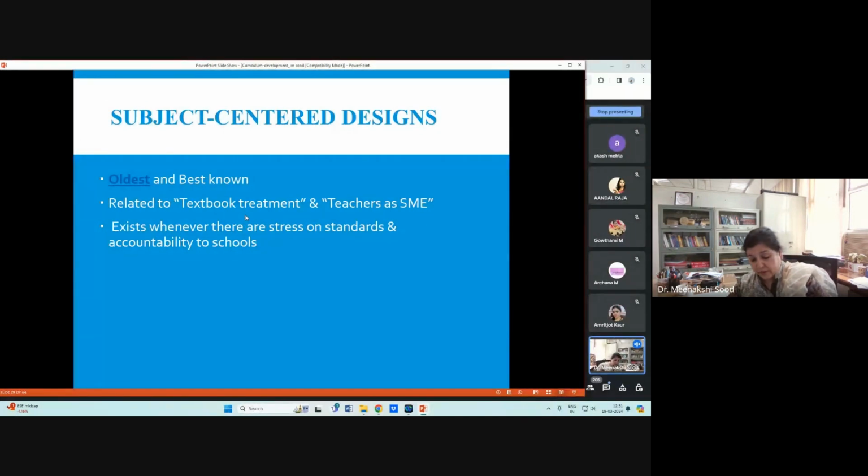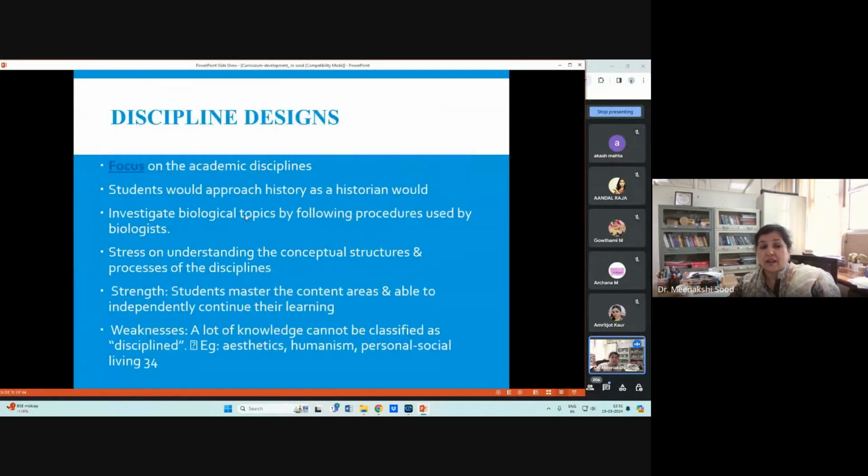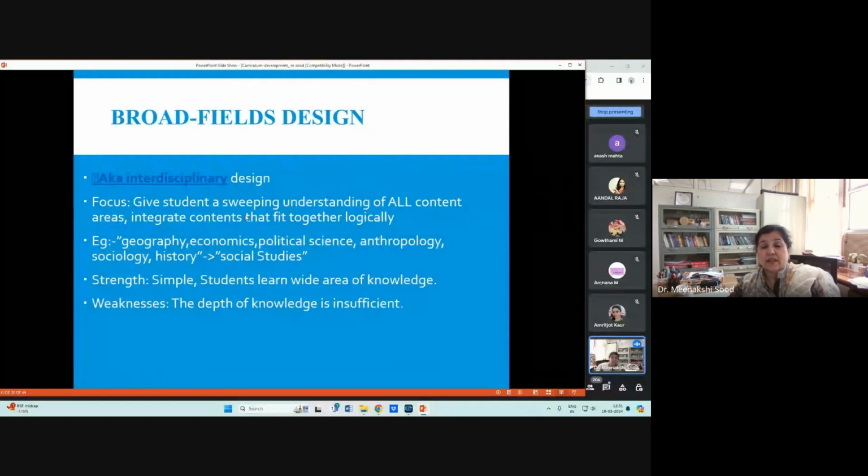Okay, because when we are going for education, obviously we have to take care of the subject or the domains. Then discipline specific, as I said, based on the academic disciplines. Then you have broad field designs, interdisciplinary, and now NEP is talking about cross-disciplinary and multidisciplinary. So what subjects and contents are to be integrated.